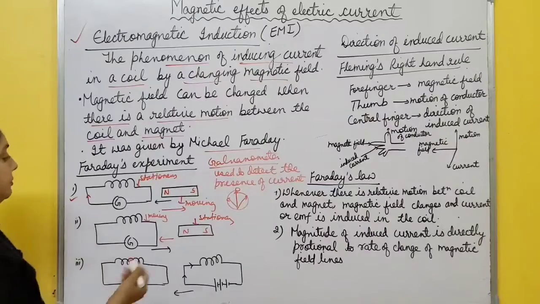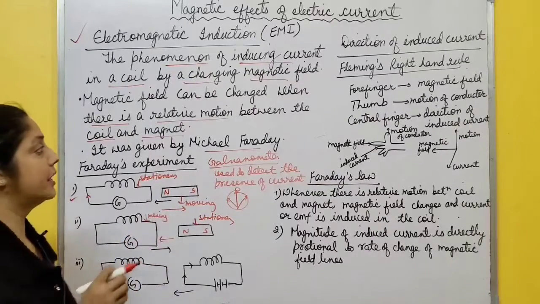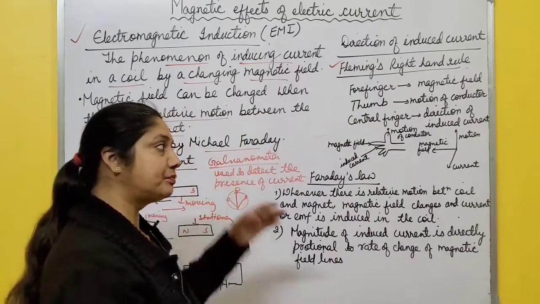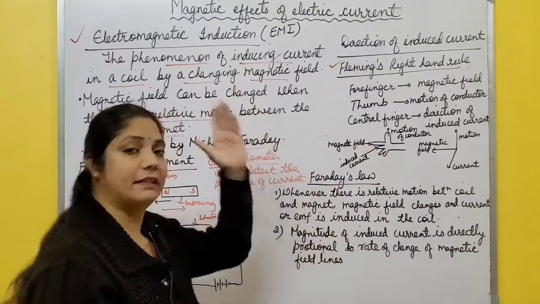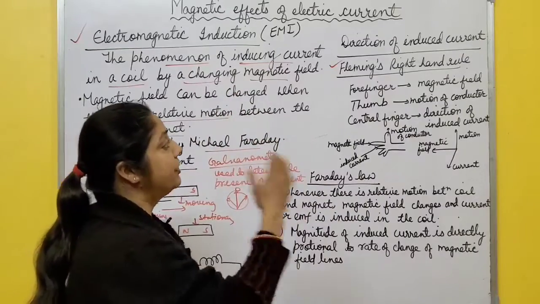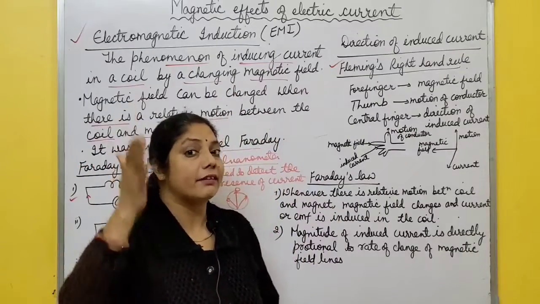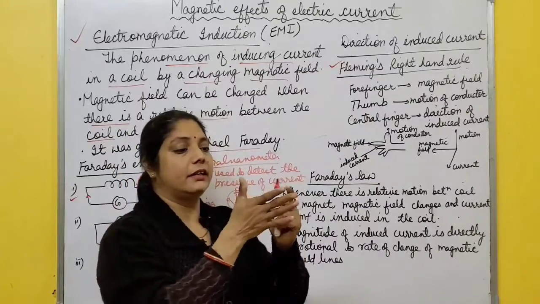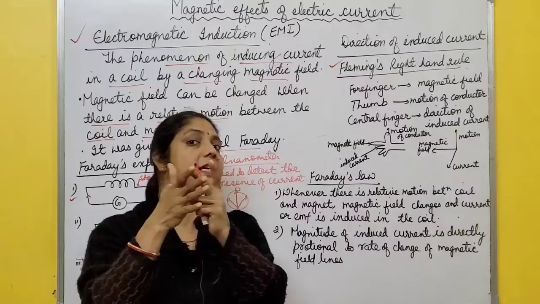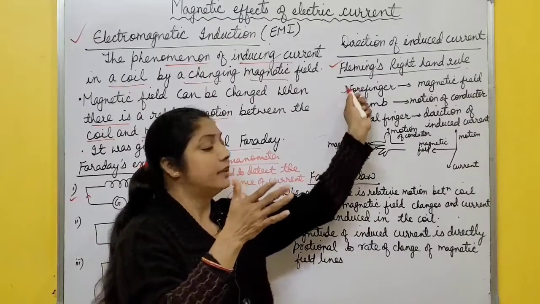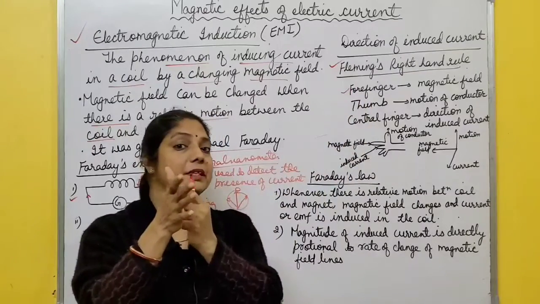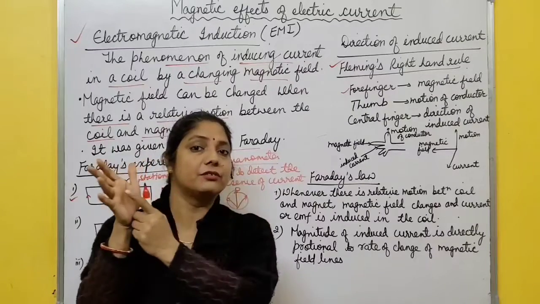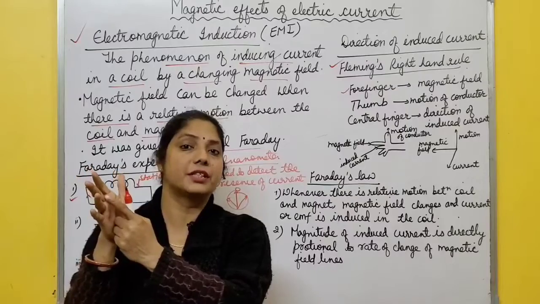Now, how do you find the direction of that induced current? This was given by Fleming's right hand thumb rule. Direction of force was given by Fleming's left hand thumb rule, and this direction of induced current was given by Fleming's right hand thumb rule. Here all the things are the same. Here again this forefinger represents the direction of magnetic field, right? This thumb represents the direction of motion of the conductor. Then this central finger represents the direction of the induced current.